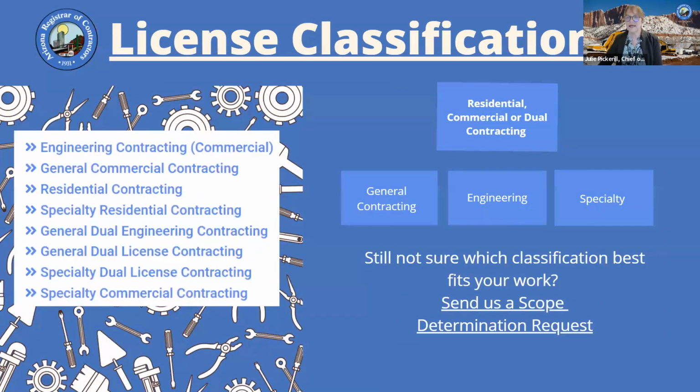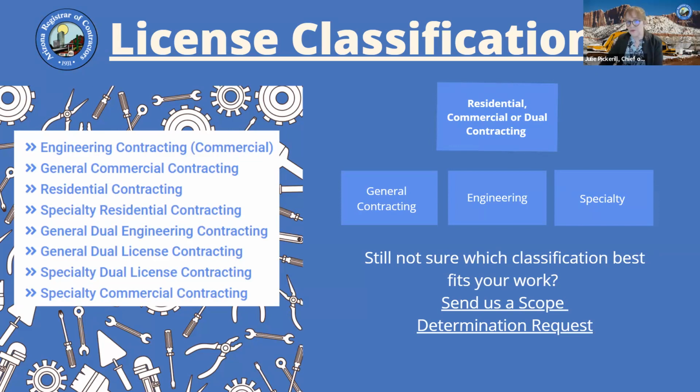All right, so license classifications. We get a lot of questions on license classifications. There is a whole section on the website dedicated to license classifications. You can go through and click on all the list on the left are the major headings of the classifications. You can click on those and they will expand into all of the subclassifications. So general commercial contracting, that would be, for instance, a B1, which is our largest commercial building license.